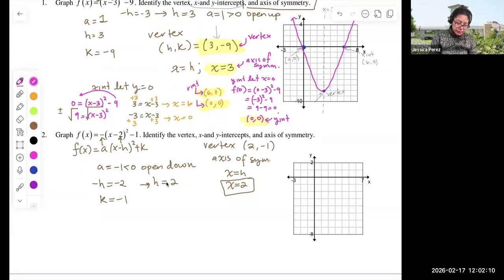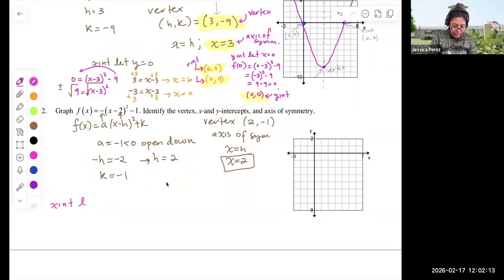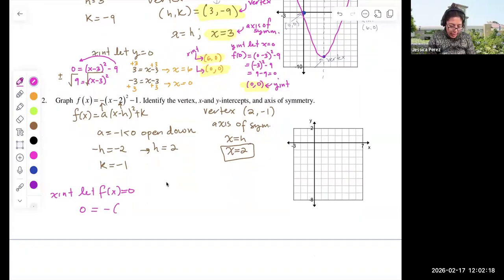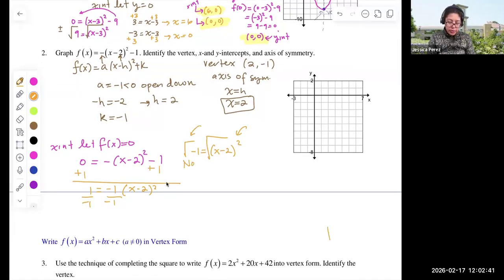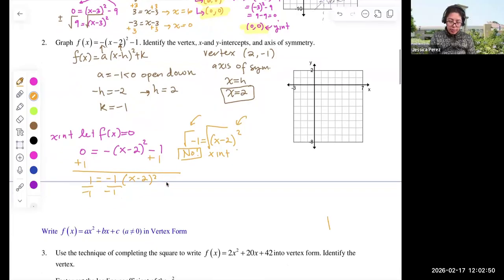To find my x-intercepts, you let f of x equal 0, or y equal 0. So I get 0 equal negative (x minus 2) squared minus 1. I'm going to bring the plus 1 over. So I'm going to have 1 equal negative 1 times (x minus 2) squared. Divide both sides by negative 1. Now I have negative 1 is equal to (x minus 2) squared. Then I'm going to take the square root of both sides. But wait a second. Can I take the square root of a negative number? No. So we do not have x-intercepts. There is no real number that will give me a negative inside a root.